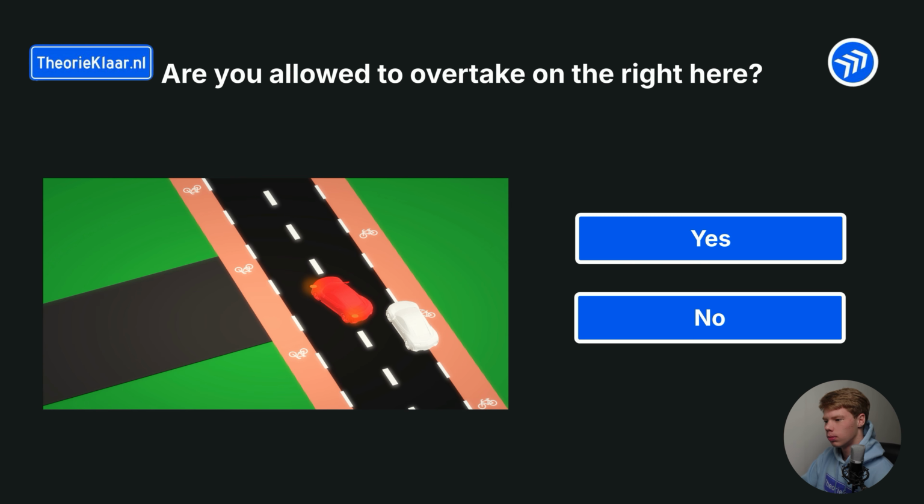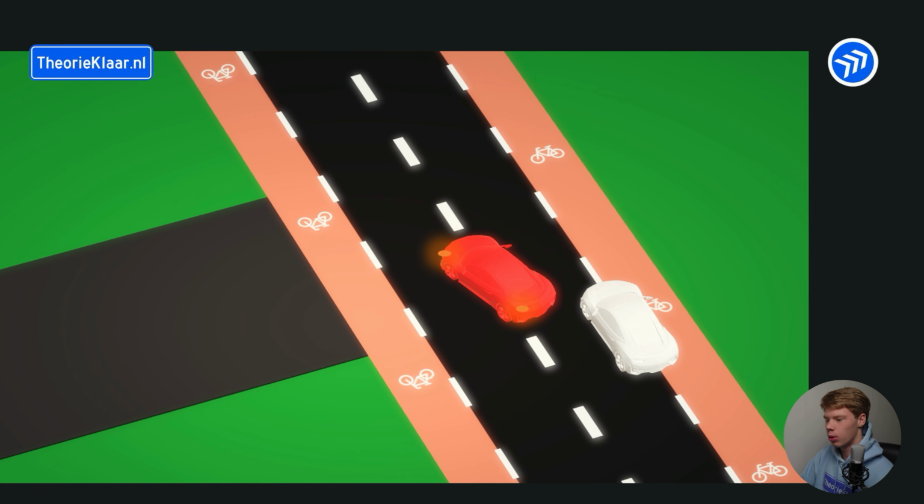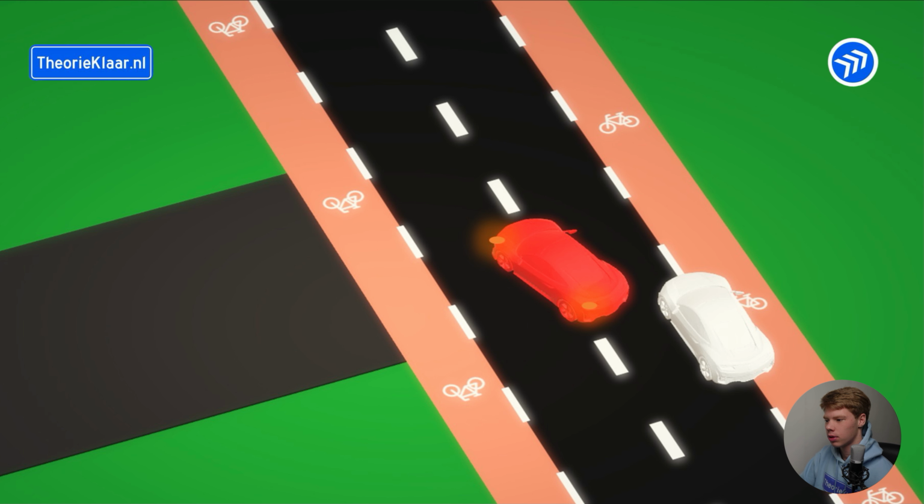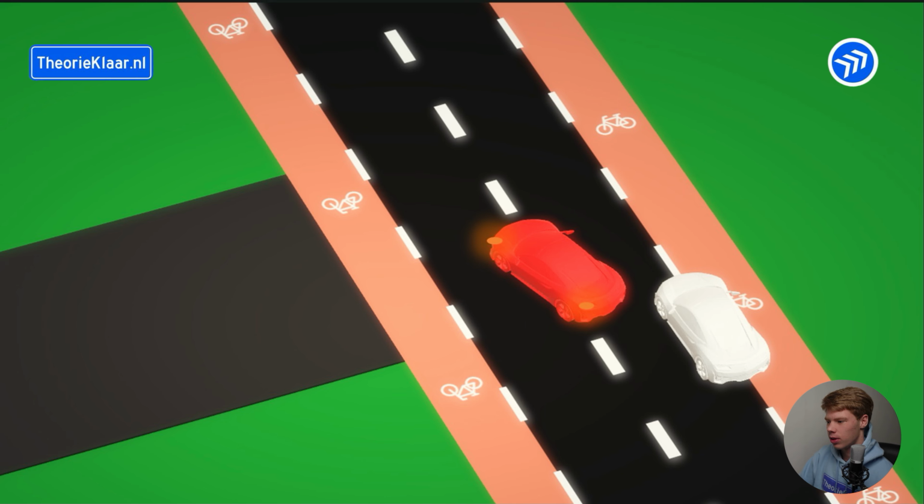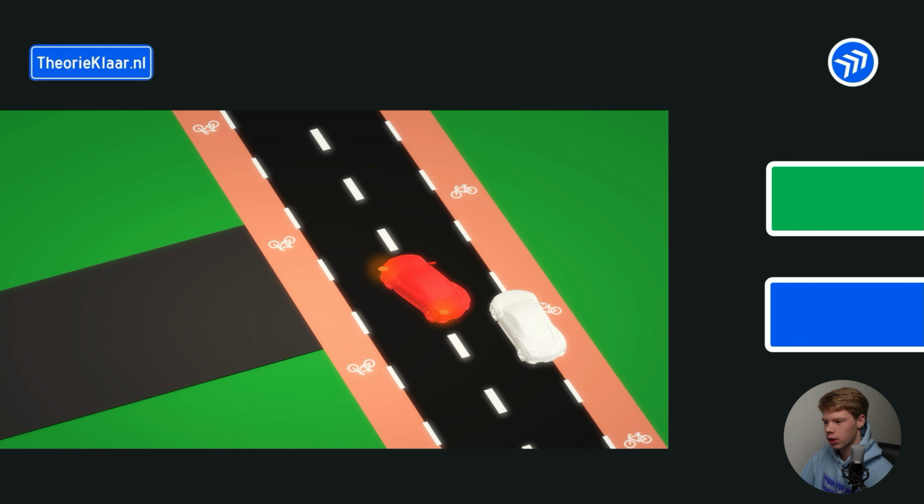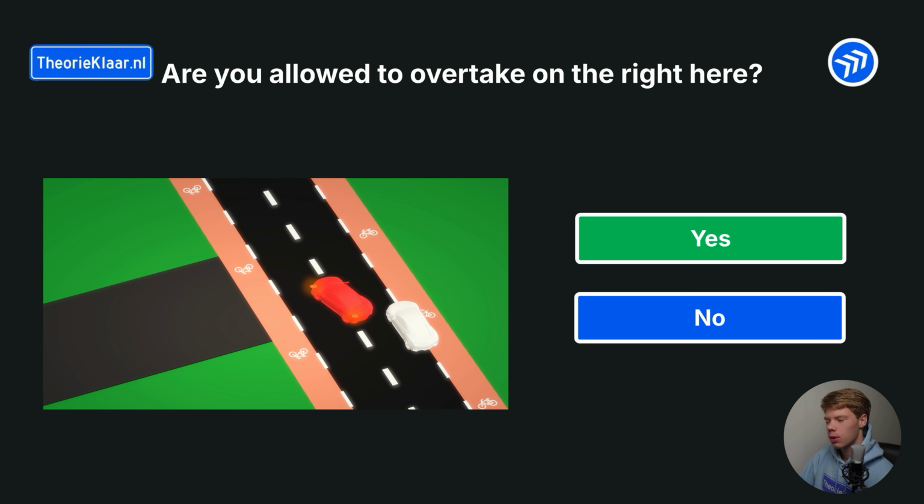And are you allowed to overtake on the right here? Yes or no? So normally you are not allowed to overtake on the right, but in this situation you are allowed to overtake. This is a specific case. The red car is turning to the left, and you can see that because of the turning signal, and the bicycle lane lines are dashed. They are not solid, so you can overtake. Normally you are not allowed to overtake on the right, but there are some exceptions, and overtaking on the right is allowed when someone is pre-sorted to the left.